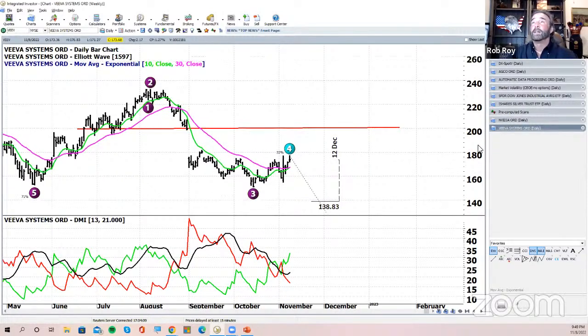But I think what makes more sense here on VEEV is to watch 180. If we break above 180, then I think, okay, we're going to close that gap at 200. That's your trade. So if we get above 180, I'm going to make a note of that for next week. Let's look at VEEV and see if it can get above 180. It's going to 200. So that is a watch list.